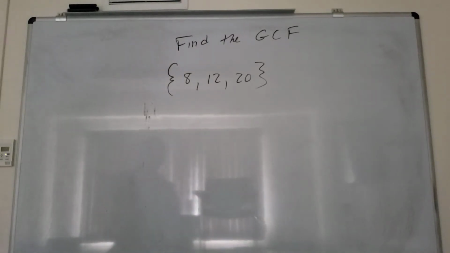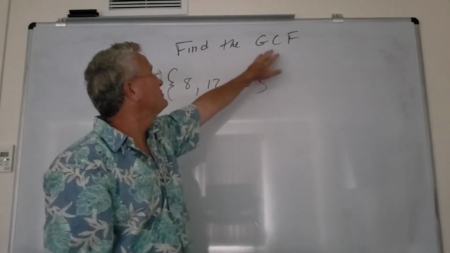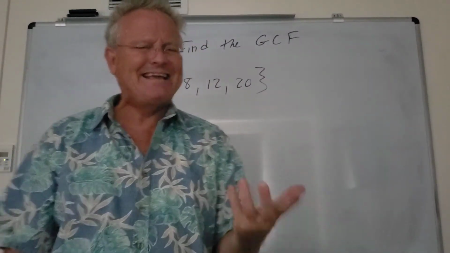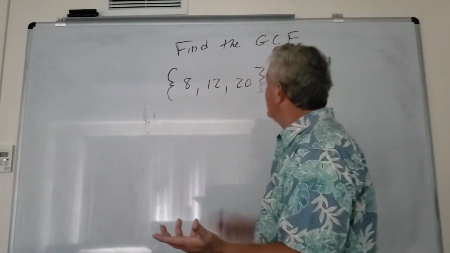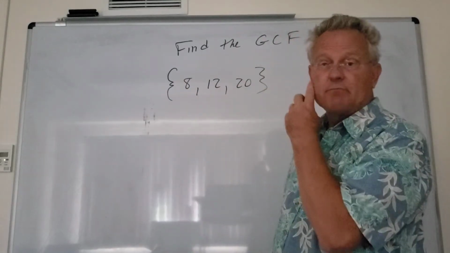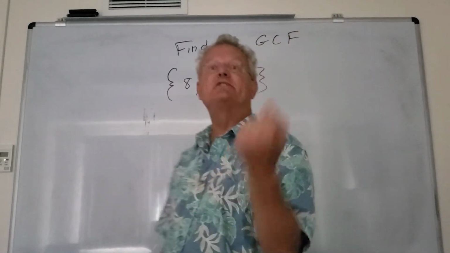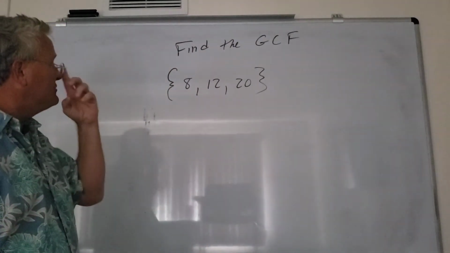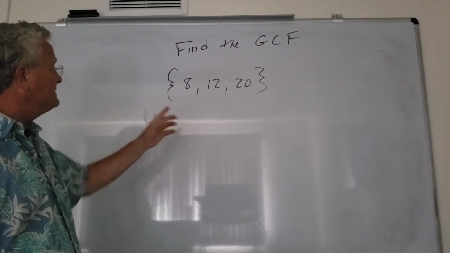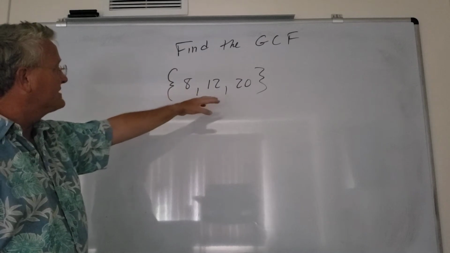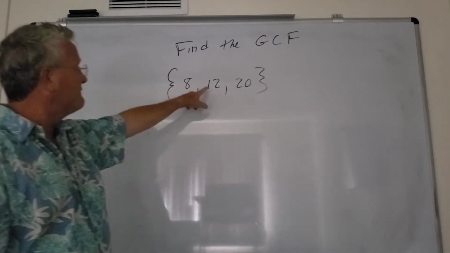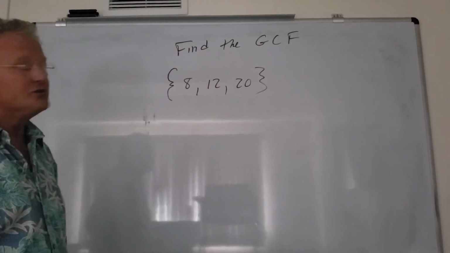Okay, so in this example, we're going to find the GCF, which is known as the greatest common factor. So it's the biggest factor of these three numbers. What's the biggest number that divides into all of these numbers evenly? Now, we might be able to do this in our head. This is kind of easy. I believe the greatest common factor is going to be 4. 4 divides into 8, 4 divides into 12, and 4 divides into 20.